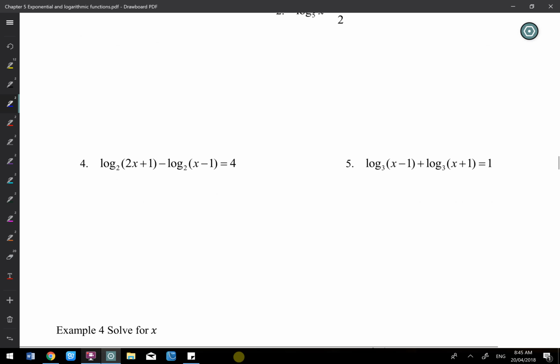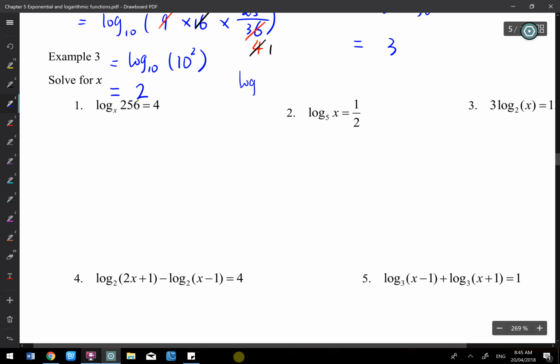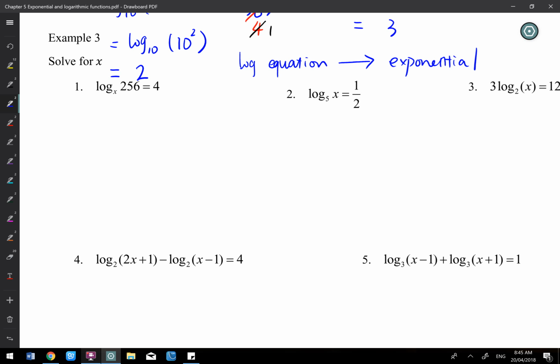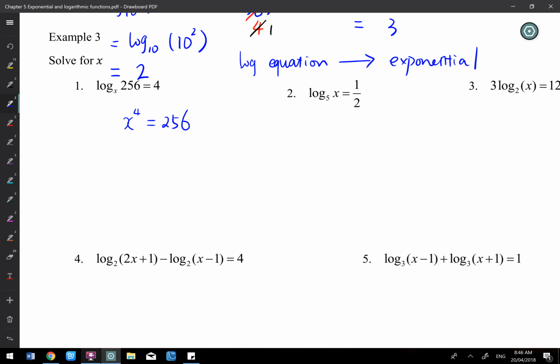And for log solving, okay, log solving is very important. A log equation will normally be put back as an exponential equation. Log will be converted back into exponential and then solve. So for example, this one, we can put x to the power 4 equals 256.